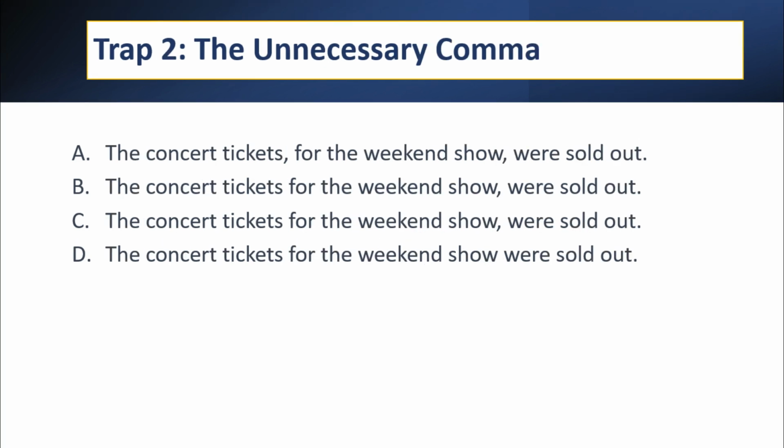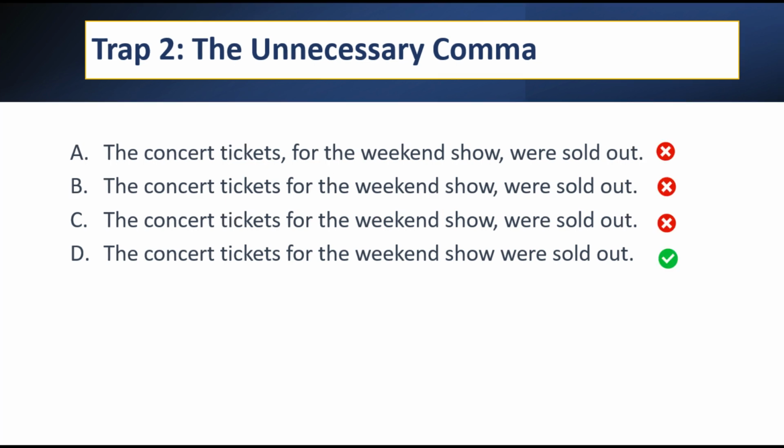Next up, we are delving into trap 2, the unnecessary comma. Which version of the sentence removes the unnecessary comma? Pause for a moment and contemplate the options. Let's pinpoint the correct choice. You have got it. The correct answer is D. The sentence should read: the concert tickets for the weekend show were sold out. Removing the unnecessary comma keeps our sentence streamlined and clear.